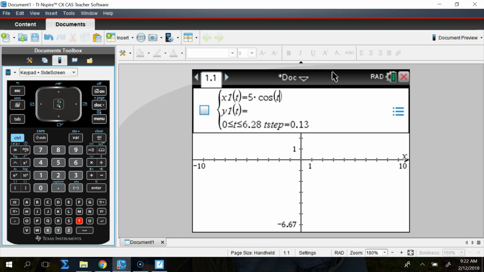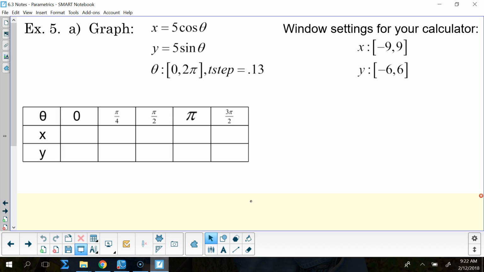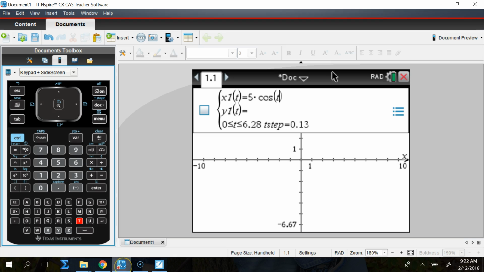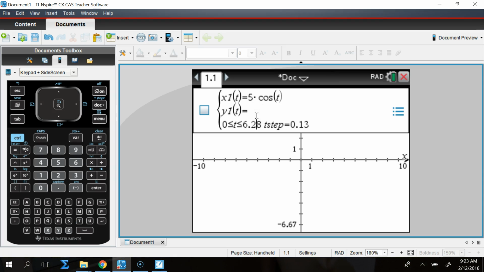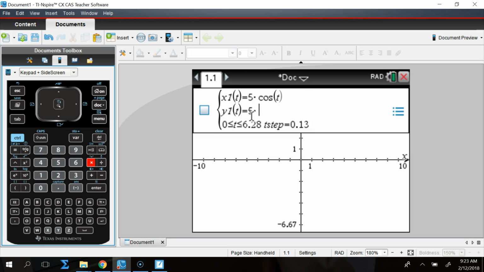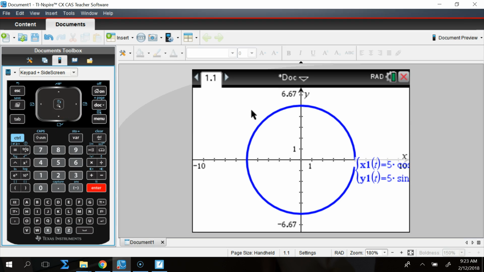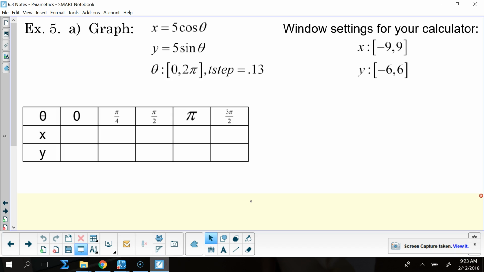And then the third thing I should say, on this one, it was in theta, but if my calculator is a function of t, so I have to change it to t. And then this next one here would be 5 times the sine of t. Okay? And then that was good. Enter, there it is. Looks so pretty and nice. Capture that page. Let's go over here.